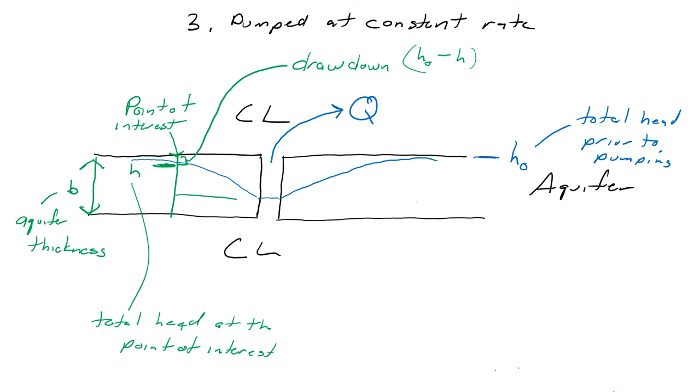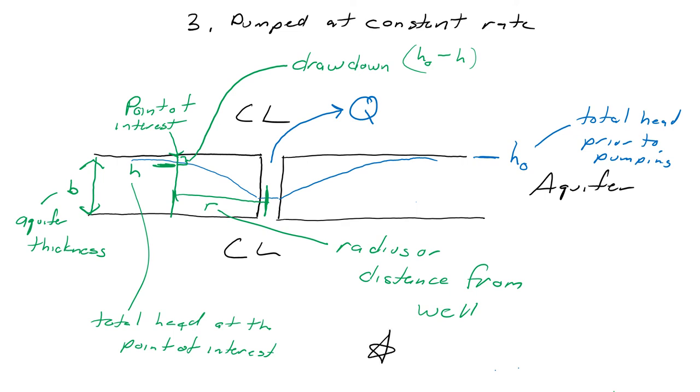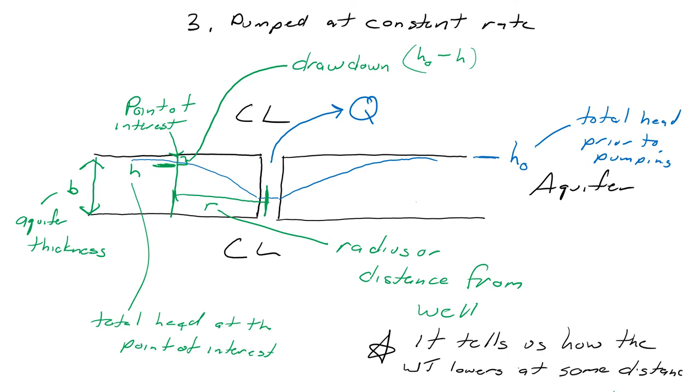And then this right here, from there to there, R is the radius or distance from the well. So what this equation does is it tells us how much the water table lowers at some distance R from a well. Okay, that's what we're going to do here.